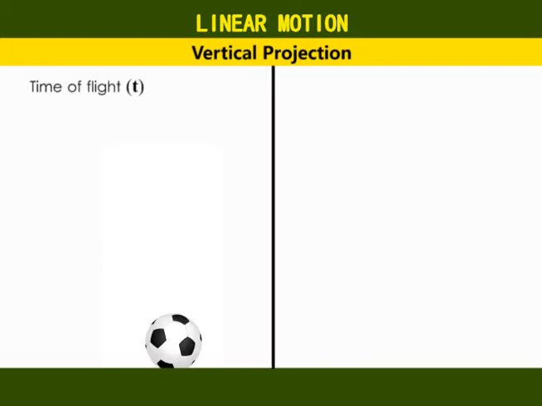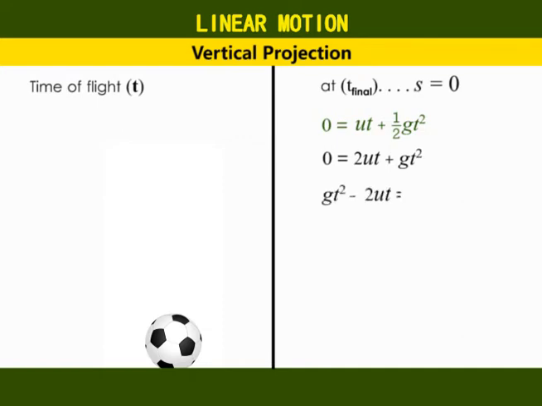Thirdly is the time of flight. This is the time taken for the body to fall to its initial position. At the end of the flight, displacement is equal to 0. From equation 2, 0 will be equal to ut minus a half gt squared. If we multiply both sides by 2, we shall have 0 is equal to 2ut minus gt squared. If we rearrange, we shall have gt squared minus 2ut is equal to 0.